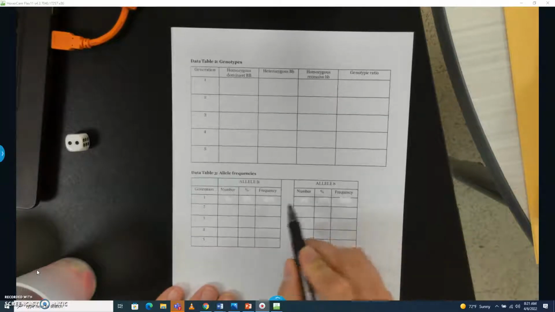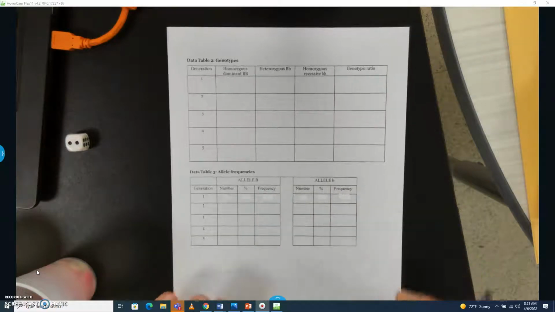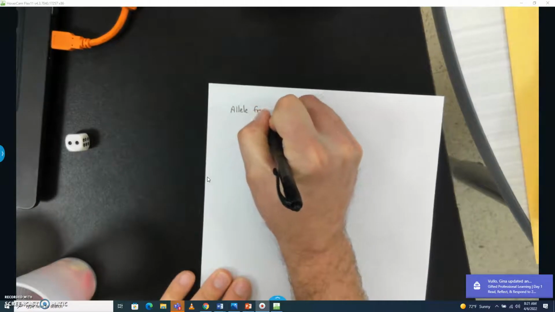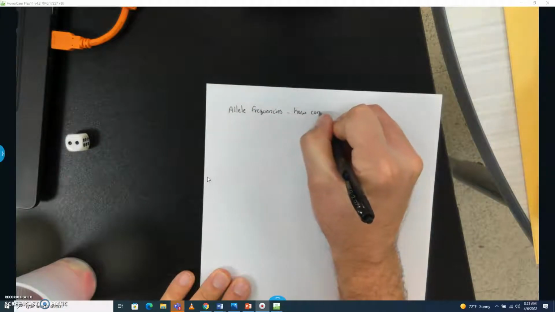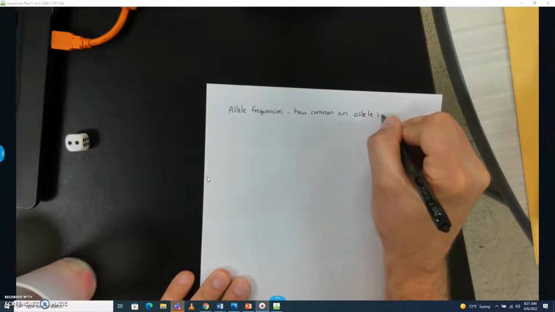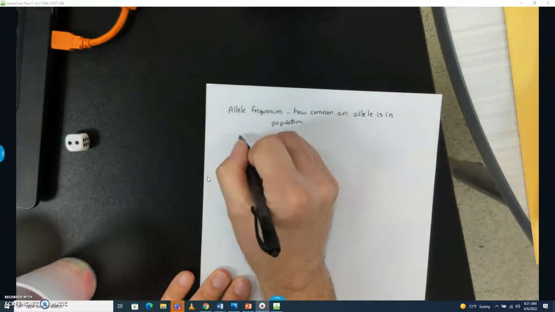Once you have your materials, we can actually now start recording some of our data. All right, so we're looking at generation 1 in each of our 3 data tables, and that's right where we're starting. So we're looking at the dominant alleles and the recessive alleles. We now have the information necessary to calculate the allele frequency. Allele frequencies, if you forgot, is how common an allele is in the population. So this will show us how to do data table number 3.